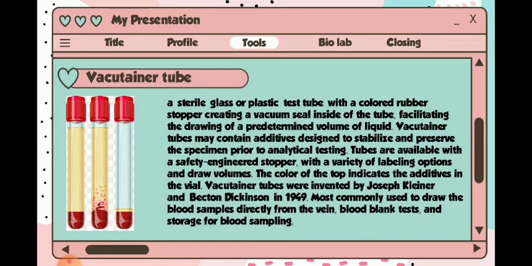Vacutainer tubes were invented by Joseph Kleiner and Becton Dickinson in 1949. Most commonly used to draw blood samples directly from the vein, for blood tests, and for storage of blood samples.